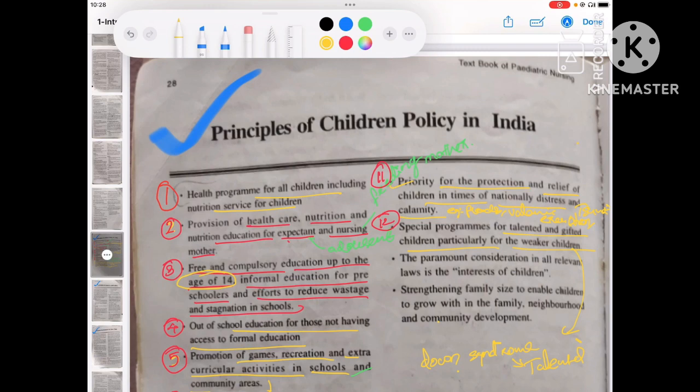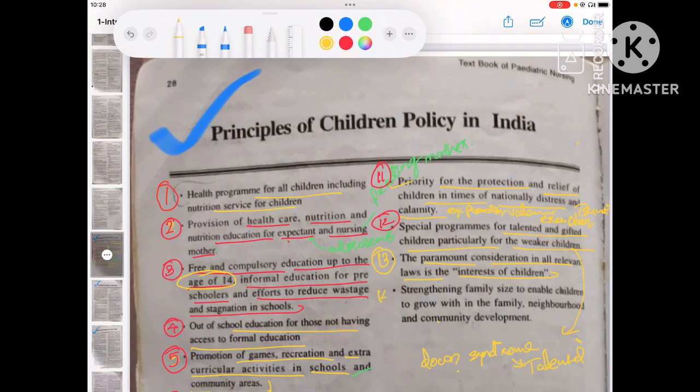Next, the 13th principle is that the paramount consideration in all relevant laws is the interest of children. All these programs are based on the interest of the children. If the children don't like something, we shouldn't force them. That is the thing.